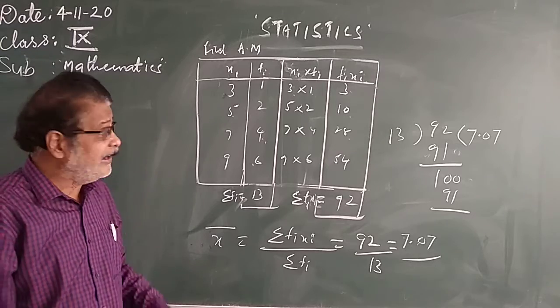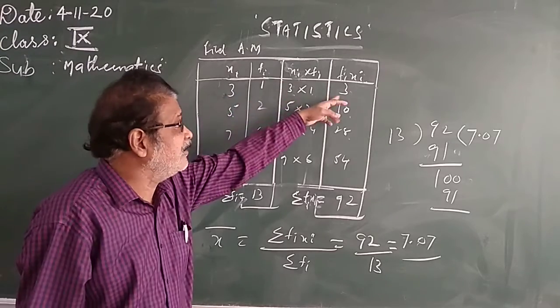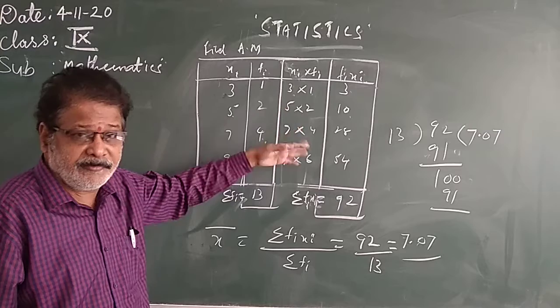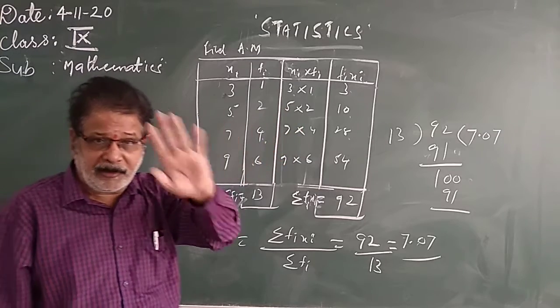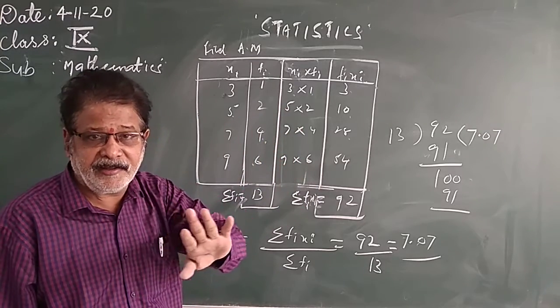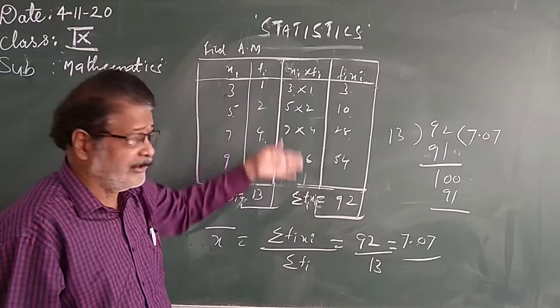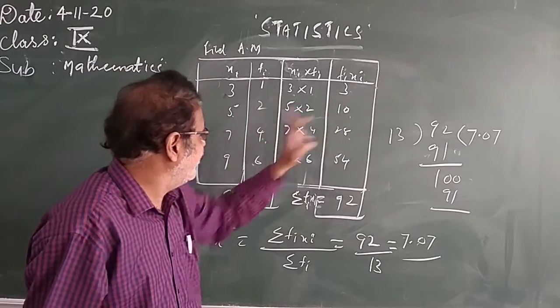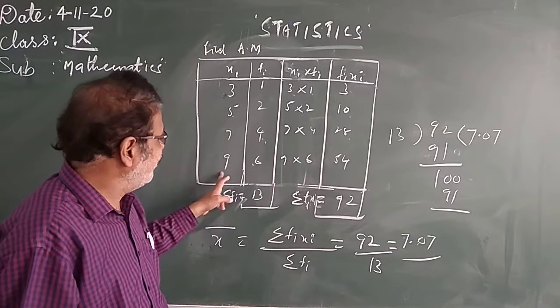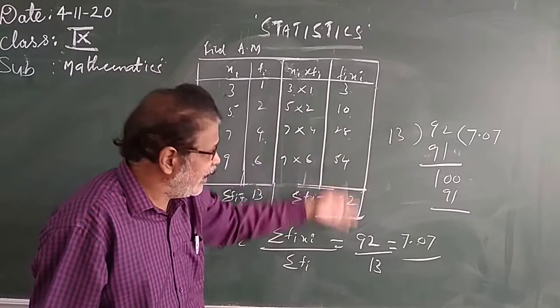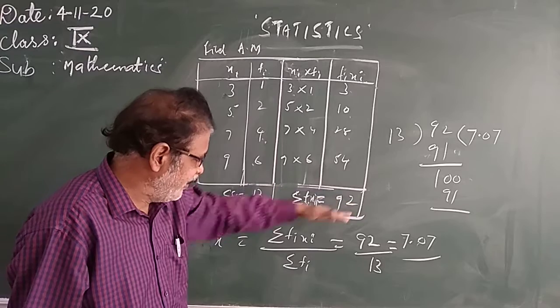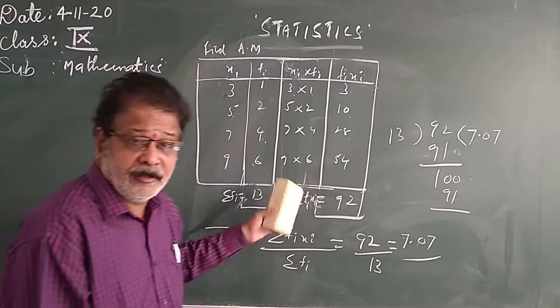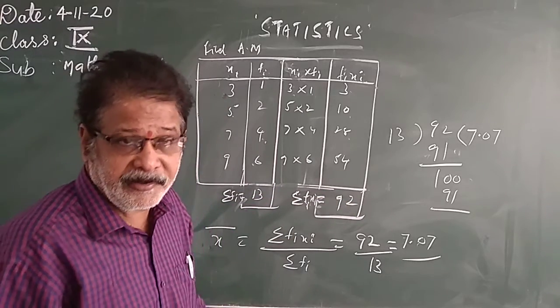I hope you understand. Directly you can also do it. The third column, xi into fi, is not necessary. To make you understand easily, in a convenient way, I explained it like this. Directly you can multiply and write: 3 times 1 is 3, 5 times 2 is 10, 7 times 4 is 28, 9 times 6 is 54. Add them, so sigma fi xi by sigma fi. This is the second method of the arithmetic mean.